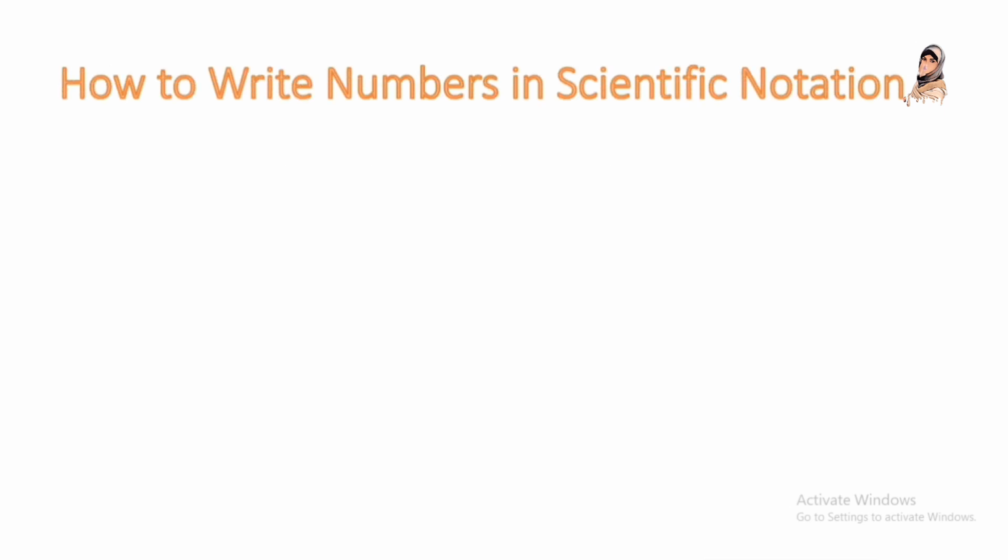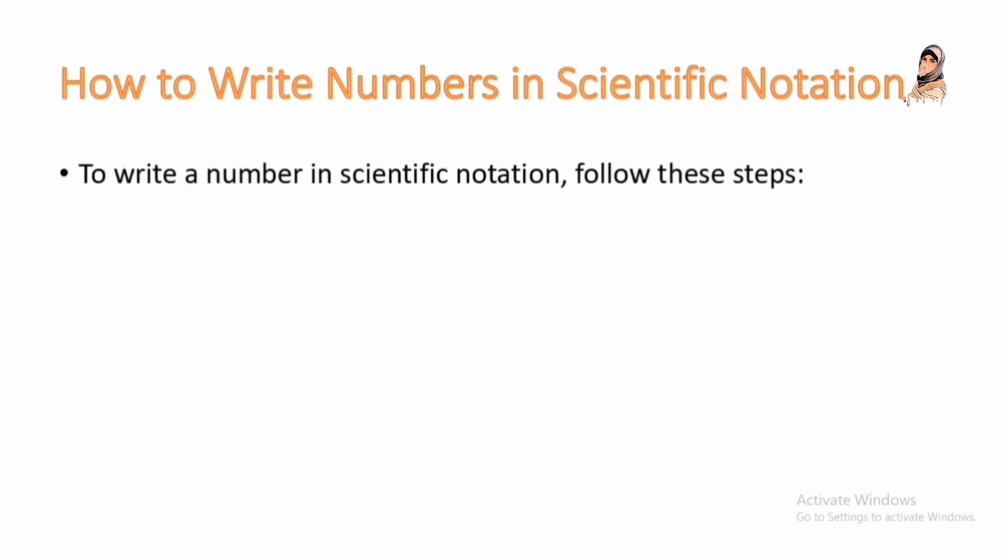Now, how to write numbers in scientific notation? To write a number in scientific notation, follow these steps. For example, we have a large number, that is 45,000. Remember that if there is no decimal point in the number, then the decimal point must be at the end of the number. Now, how to write the number 45,000 in scientific notation?